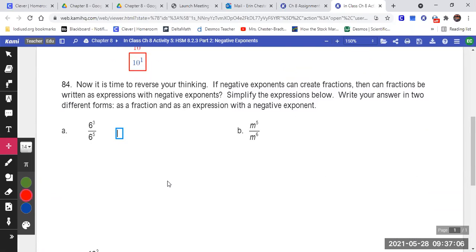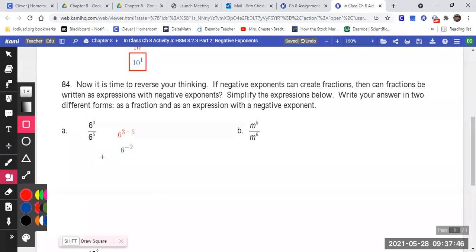So we are going to subtract our exponents. Our exponents say 6 to the 3 minus 5. Right? So then we solve. What would we get? 6 to the what? 3 minus 5 is 2? No, -2. So we've handled there, write it in a negative exponent form, so we can highlight that one.